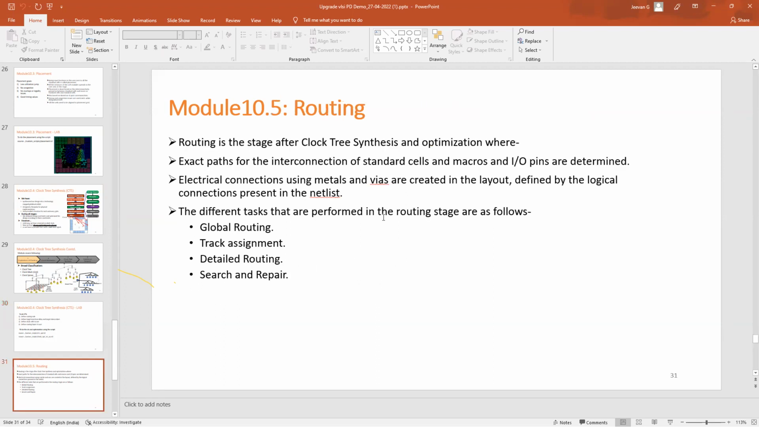If you move to the next slide, which is routing: what really happens in this routing, what the things in this routing are, what the stages are, how it is useful, and why this stage is called routing, everything we are going to see in the lab and technical sessions only.